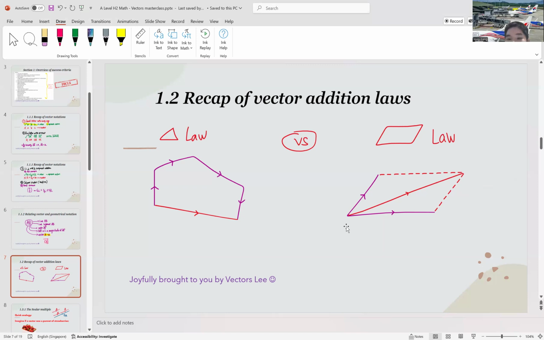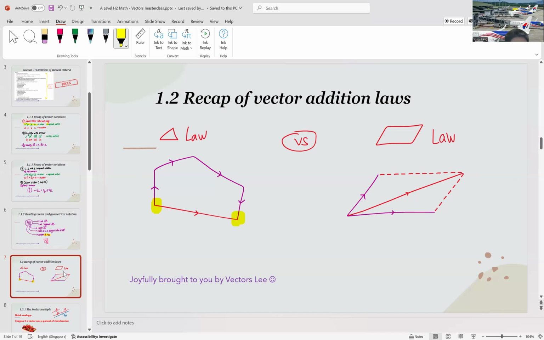This one has been covered in the O levels. I'm not going to talk about it so much. It's just that the front of one vector should coincide with the end of another vector. So let's say this is where the vector starts, and then this is where the vector ends. It's like taking the shortcut. The red line is the shortcut, while the purple line is the long cut. Okay, so this is the main idea. I'm not going to talk so much about it.